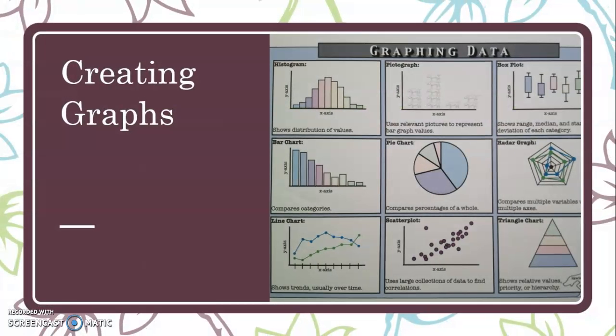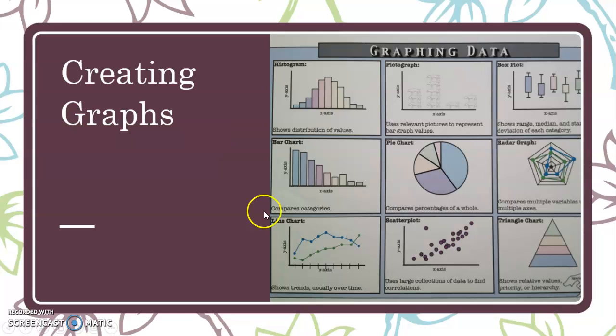So you went through sampling, you collected your data, you organized it by its attributes. Now you need to show your data, and that's when the graphing comes in. So you create graphs of your data so you can show people what you collected.